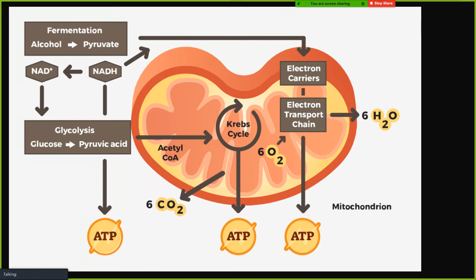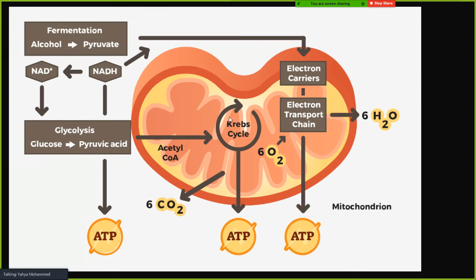Right. So the point of this is to create ATP. This is the end goal, to create all these ATPs down here. So the 3 parts are glycolysis, Krebs cycle, and electron transport chain. Correct, right? So glycolysis outside, Krebs cycle, and electron transport chain.